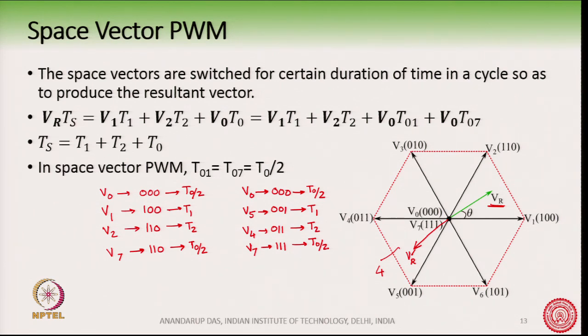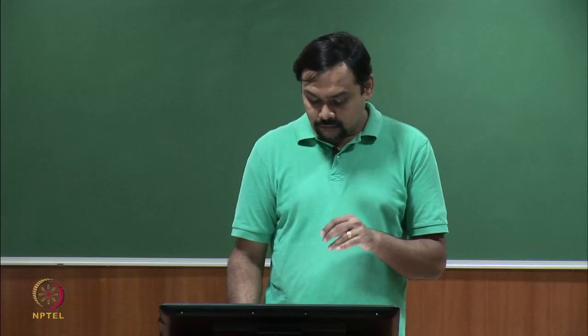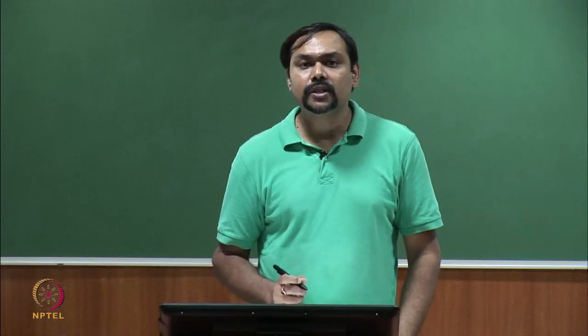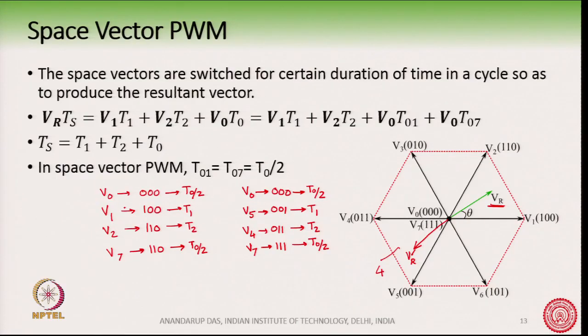Note that when we do this kind of switching, when we go from one switching state to another switching state, there is only one switching transition. For example, in this case you see that when we go from 000 to 100, only A phase is changing its state. B and C phases are not changing any state, so the switches will not change their position. In A phase, there will be a switching change.